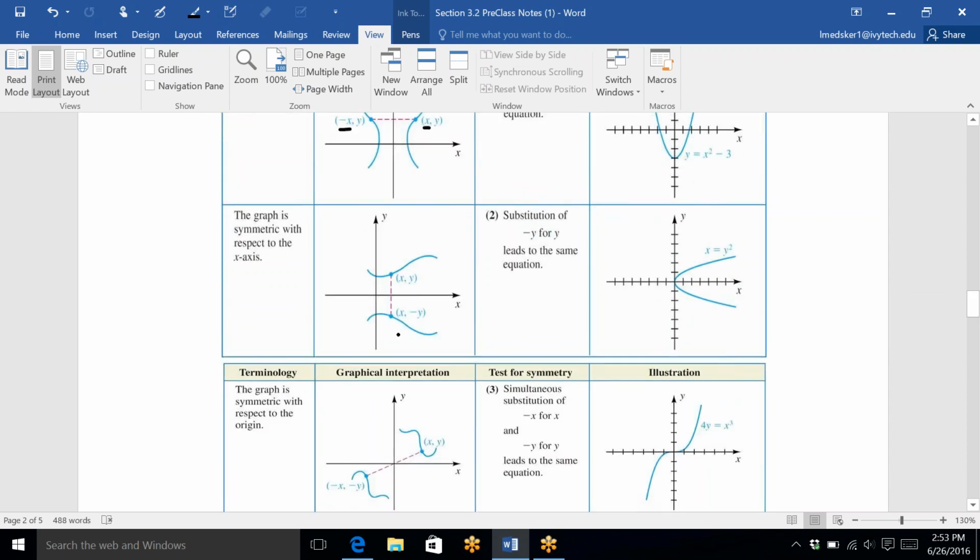To have x-axis symmetry, notice that you have to be able to fold it over the x-axis. What changes here is that the y changes signs. Notice now it's not y equals x squared, it's x equals y squared. So that gives you a parabola on its side.